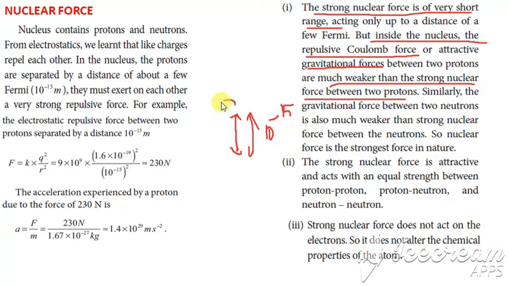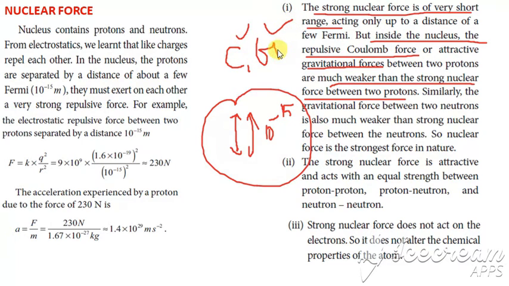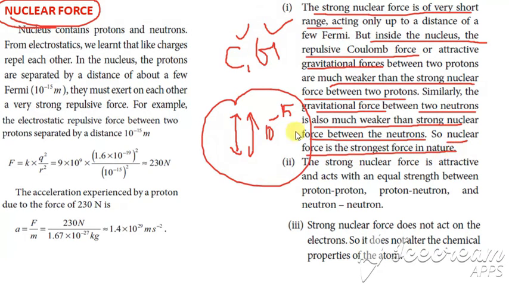Okay, so inside the nucleus நம்ம ஏற்கனவே பார்த்த Coulomb force and gravitational force அதெல்லாமே என்னவா இருக்கு? Weaker force ஆக இருக்கு when you compare with the nuclear force. So inside, the nuclear force is the strongest. Similarly, the gravitational force between the neutrons is much weaker than the strong nuclear force between the neutrons, and so nuclear force is said to be the strongest. So nuclear force எல்லா force-லயும் strongest force இருக்கு அப்படின்னு சொல்லியிருக்காங்க.